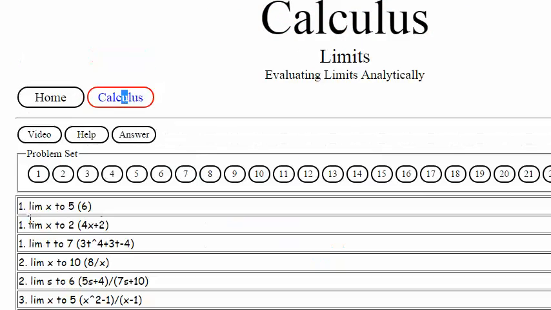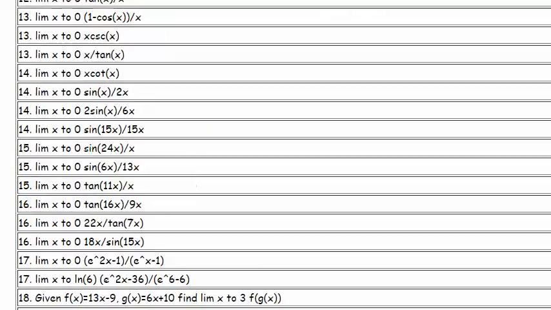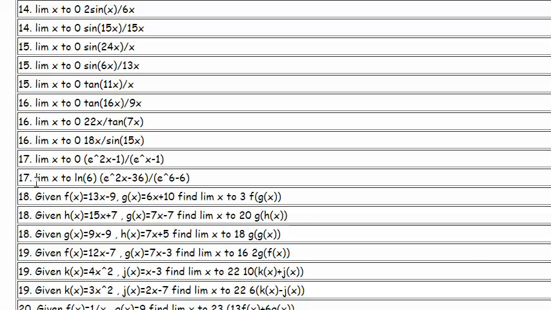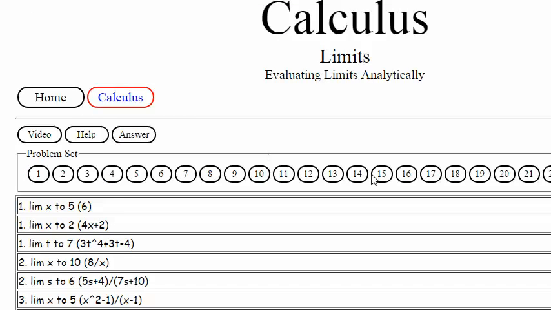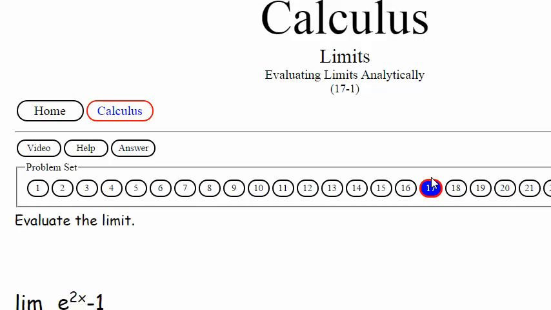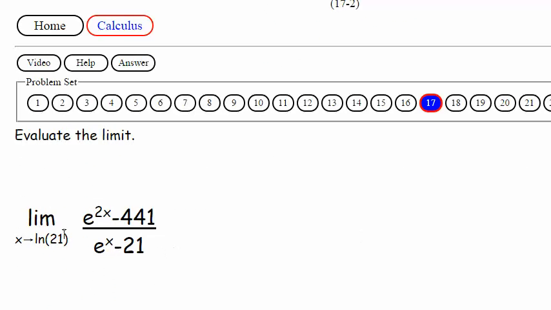Calculus and evaluating limits analytically. And we're going to be doing that one there. Alright, that looks like 17-2. Okay, we have the limit as x approaches the natural log of 21 of e raised to the 2x minus 441 over e raised to the x minus 21.